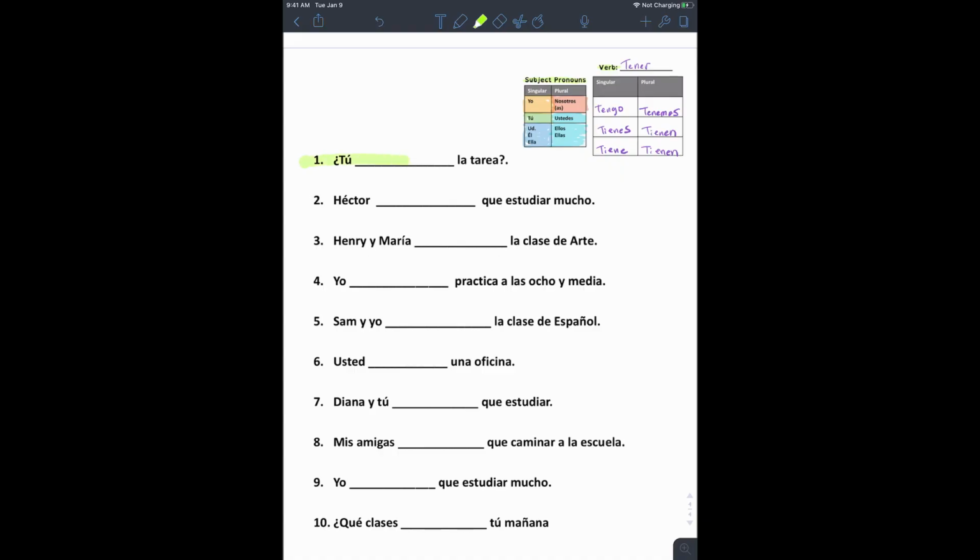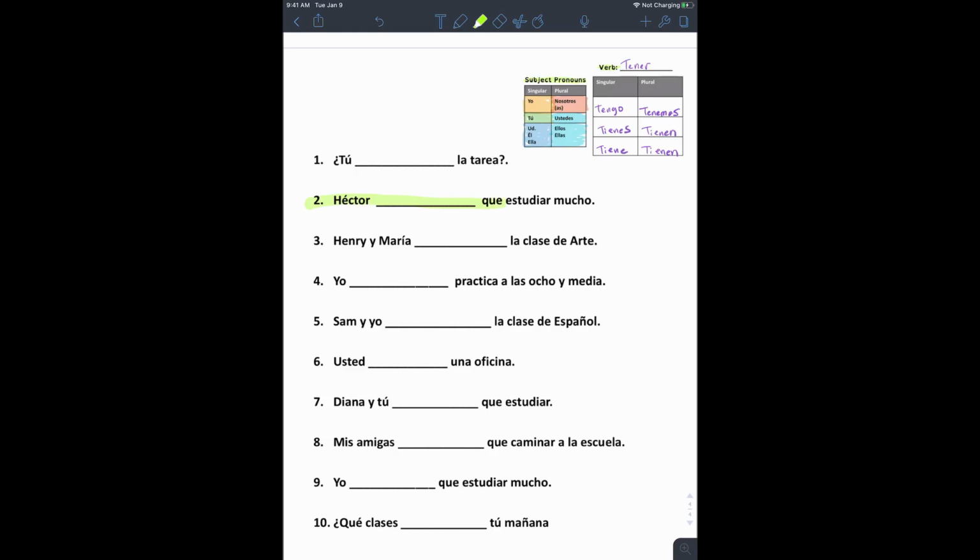Number 1 says, tú blank la tarea. Remember, we're using the verb tener, which we have the chart on our right-hand side. So, tú, we just match it up. We find it here, and we just match it up, tienes. It is that easy. It's that simple. We've done this with other words several times.